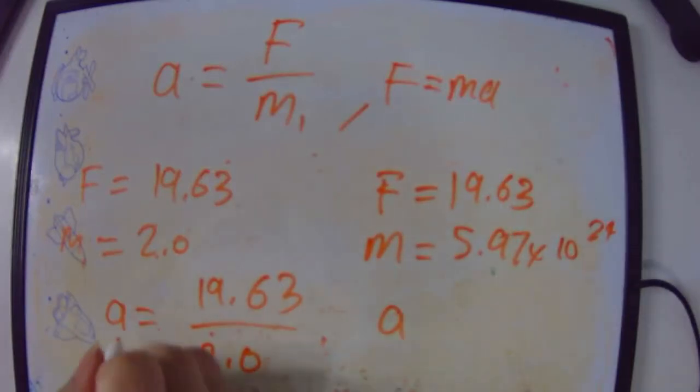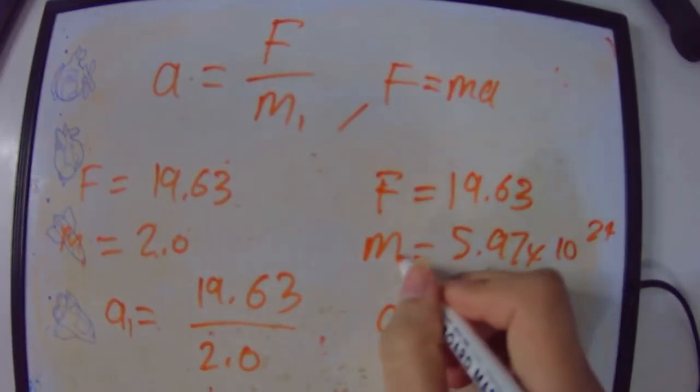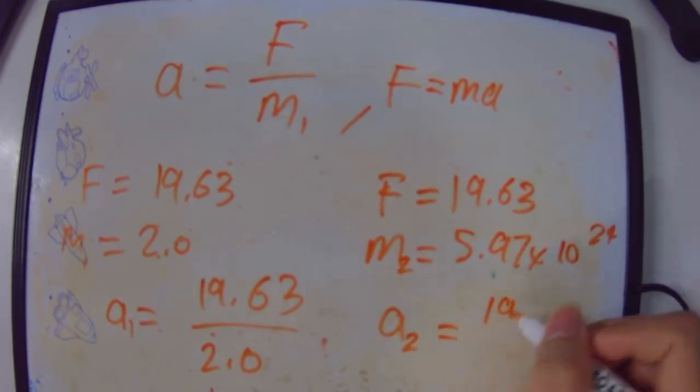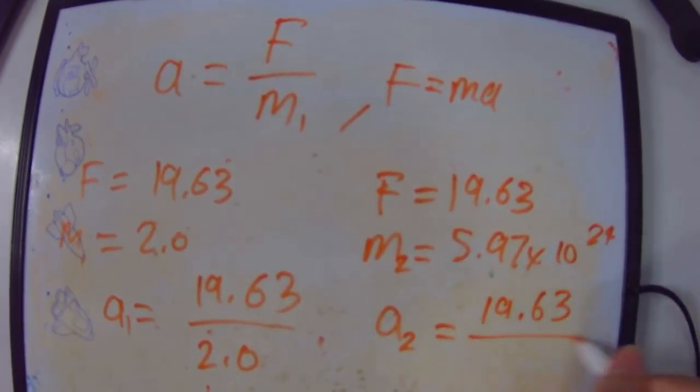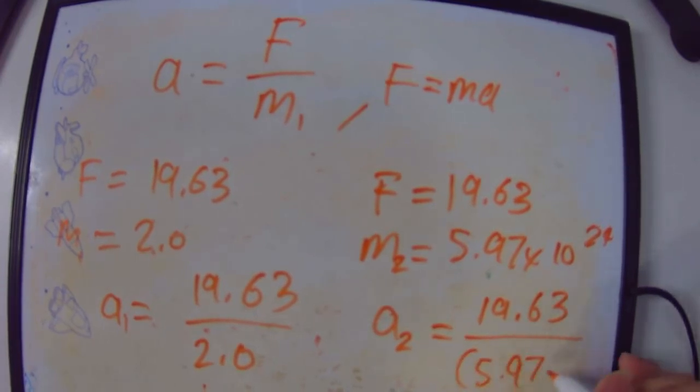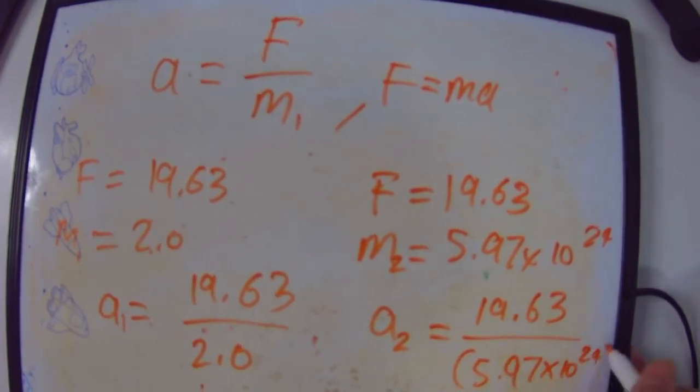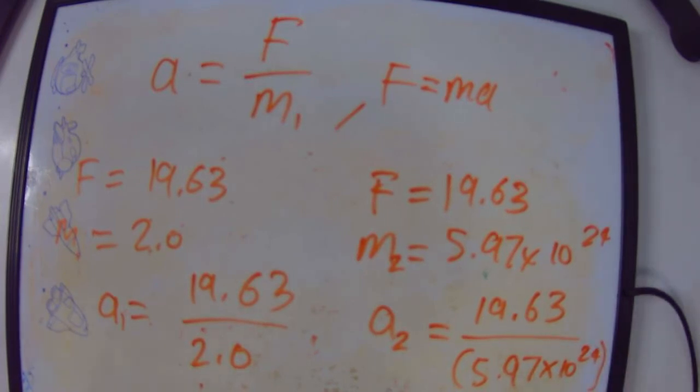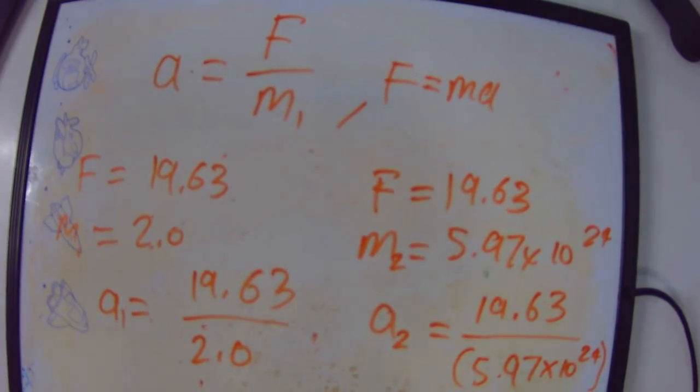So the acceleration for the Earth, let's call this acceleration 1, acceleration 2, is different: 19.63 over 5.97 times 10 power of 24. So what is the answer there? How much is the Earth accelerating? Probably not a lot. So what is this? 19.63 divided by 5.97 times 10 to the power of 24.